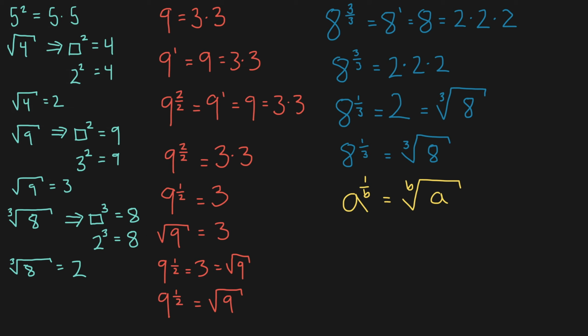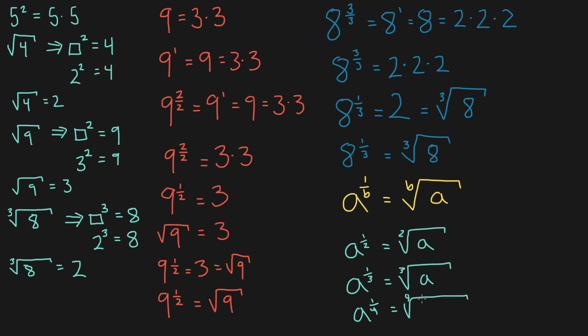So just one more little example here. If we have a to the 1/2 power, that's going to be the same thing as the square root of a. I don't have to write the 2, it's implied, but just to make the connection clear. Or if I have a to the 1/3 power, that's going to be the same thing as the cube root of a. And if I have a to the 1/4 power, that is the same thing as the 4th root of a. And that's the relationship between radicals and rational exponents.